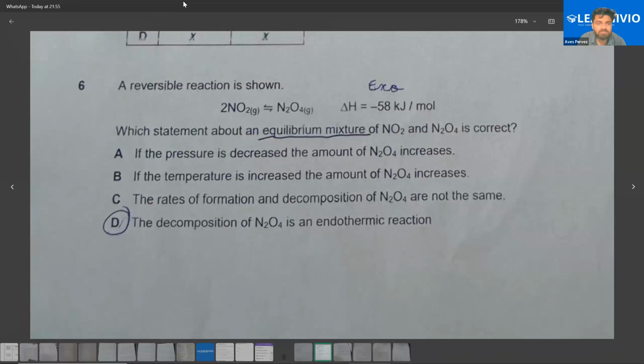Next. A reversible reaction is shown. If the pressure is decreased... All these are wrong and D is right, because in N2O4 oxygen is involved, so it's exothermic. Negative enthalpy means exothermic, heat is being released out. The decomposition of N2O4 is an endothermic process. Yes. No, it is saying N2O4 is here now.